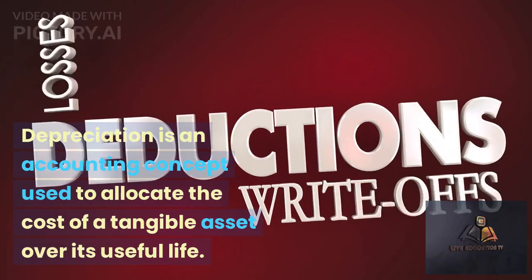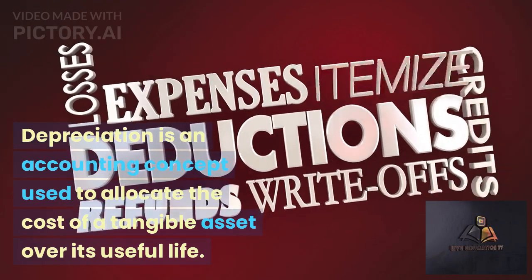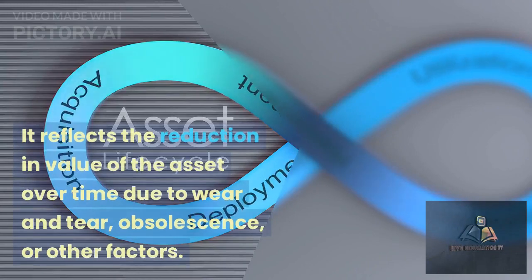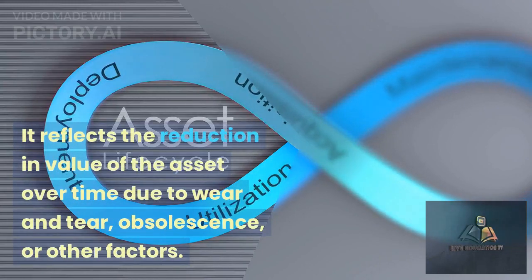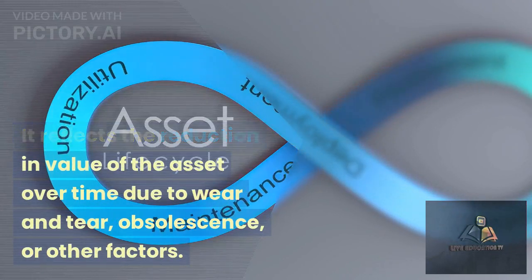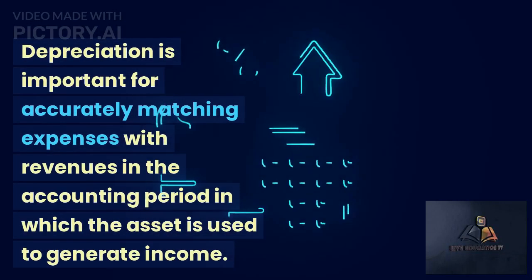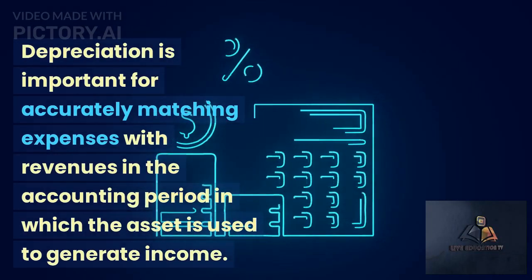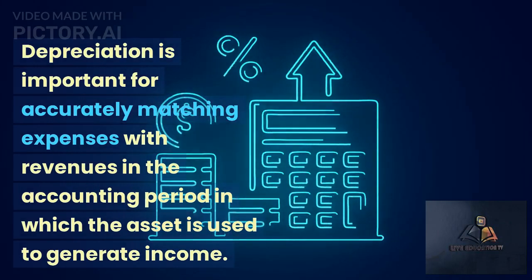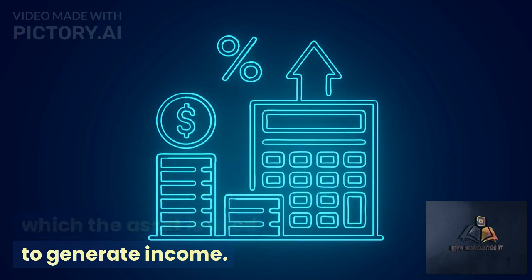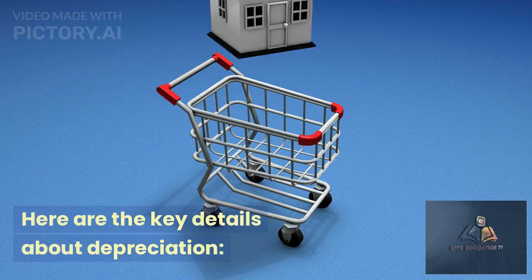Depreciation is an accounting concept used to allocate the cost of a tangible asset over its useful life. It reflects the reduction in value of the asset over time due to wear and tear, obsolescence, or other factors. Depreciation is important for accurately matching expenses with revenues in the accounting period in which the asset is used to generate income. Here are the key details about depreciation.